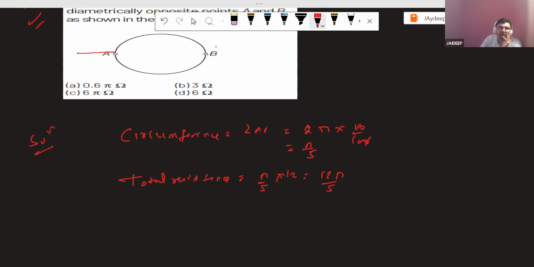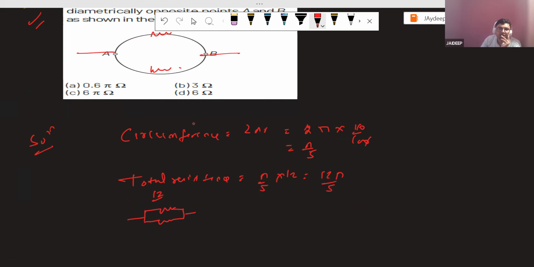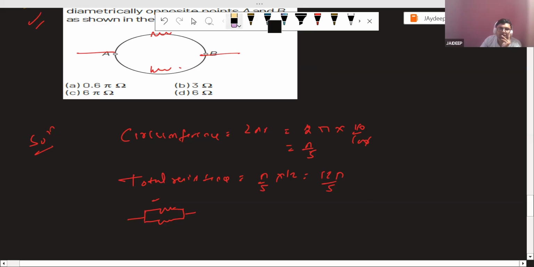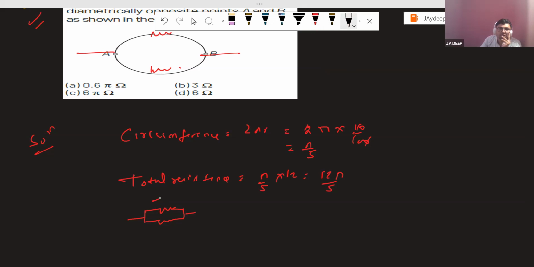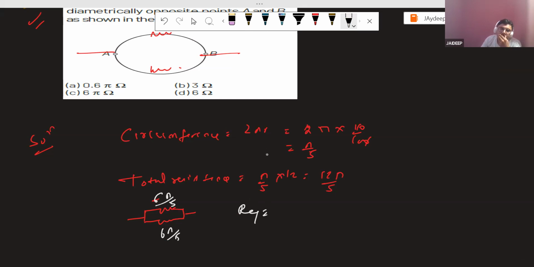Now these two wires are connected in parallel. If it is a uniform wire, let it be two resistors. They are connected in parallel. One of them is half of it, that is 6 pi over 5. This is also 6 pi over 5. Now add them in parallel. So R equivalent equals, what is the answer?